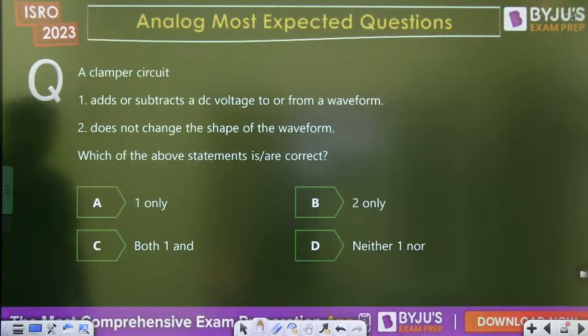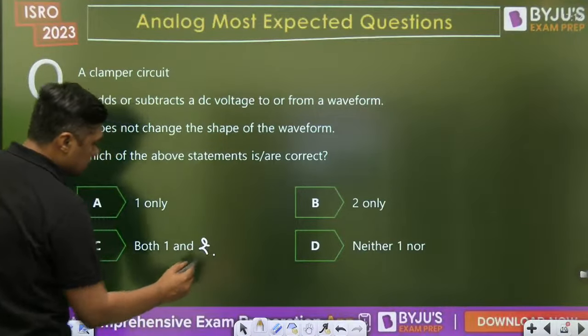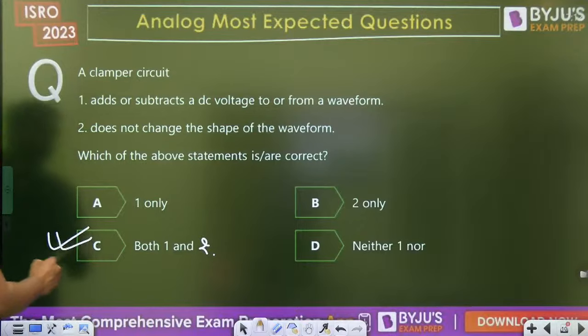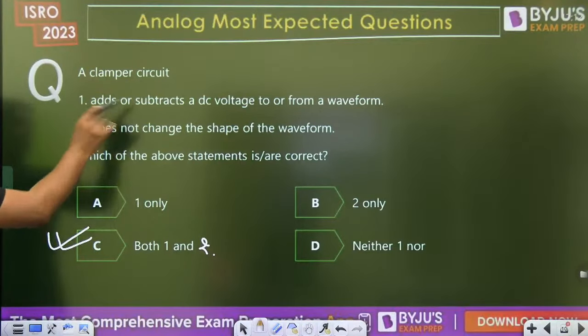Which answer is correct? Both 1 and 2. This is the misprint, sorry, both 1 and 2. Does not change the shape of the waveform and this will add.